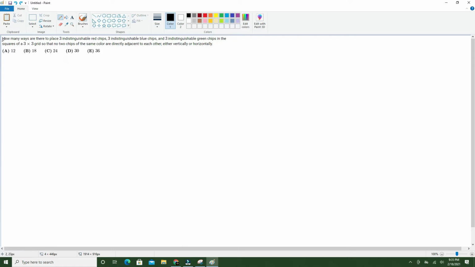How many ways are there to place 3 indistinguishable red chips, 3 indistinguishable blue chips, and 3 indistinguishable green chips in the squares of a 3x3 grid such that no two chips of the same color are directly adjacent to each other, either vertically or horizontally?